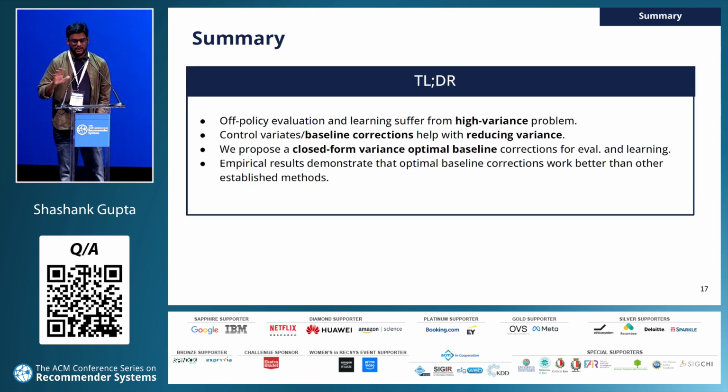All right, just to summarize, off-policy evaluation and learning suffer from a high variance problem. Now, can we reduce the variance? Yes, you can. The standard way is to use a control variate, also known as baseline correction. In this paper, we propose closed form variance-optimal baselines for evaluation and learning, which you can plug into your implementation, and we empirically show that it indeed reduces the variance for both evaluation and learning. That's it. Thank you. If you have any questions, I'll be happy to take them.